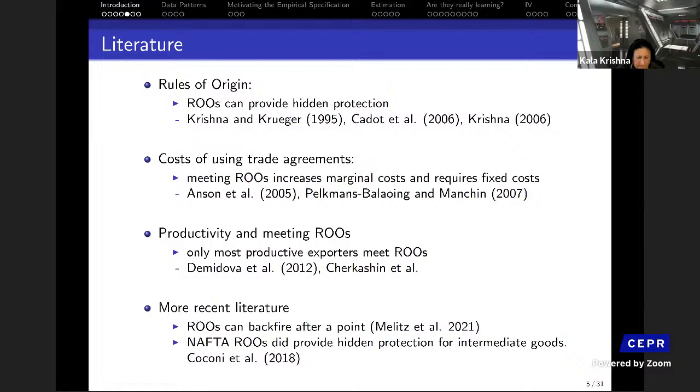More recent literature, and Mark Melitz has a really nice paper on this recently, looks at NAFTA and argues that rules of origin can backfire after a point. And that makes sense because once you make the rules of origin more and more restrictive, you can just say, okay, go away, I'm not going to use you anymore. And so protection to domestic inputs after a while will just backfire. Conconi shows very clearly that rules of origin in NAFTA did provide hidden protection for intermediate goods. And I think these are the two most recent papers on this. Okay.